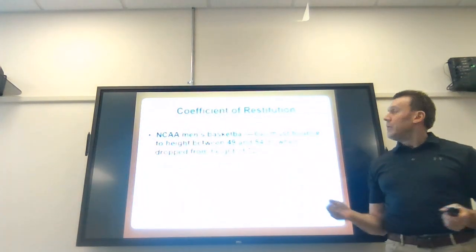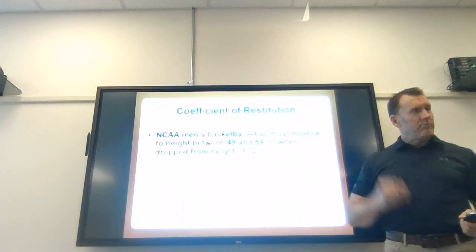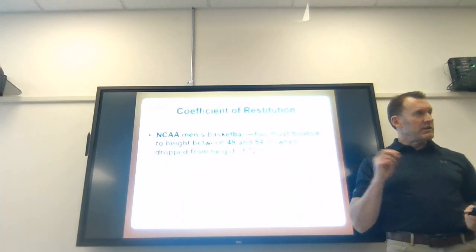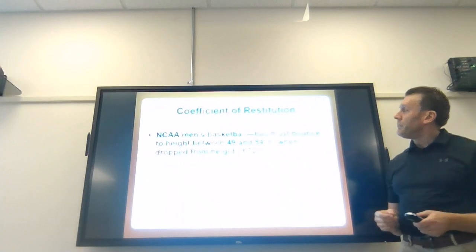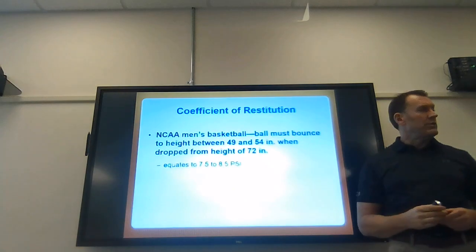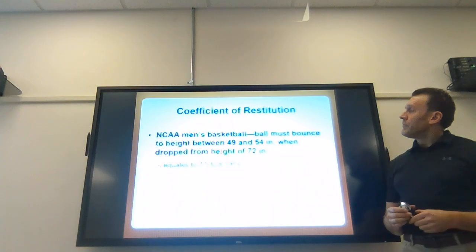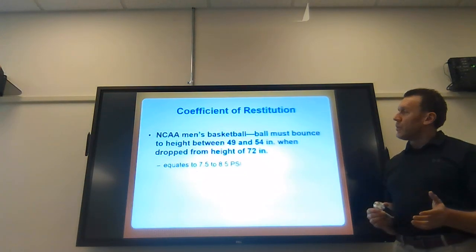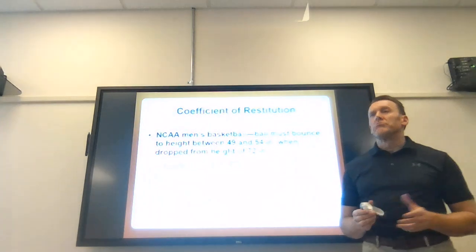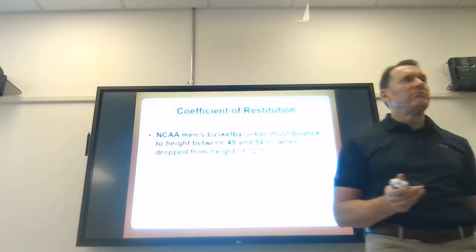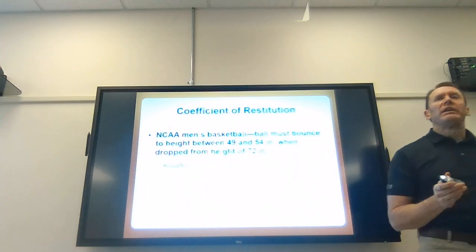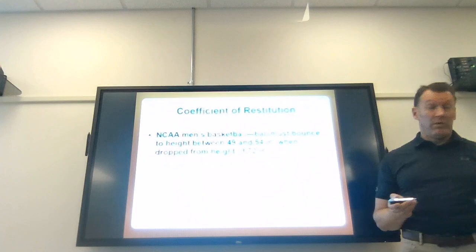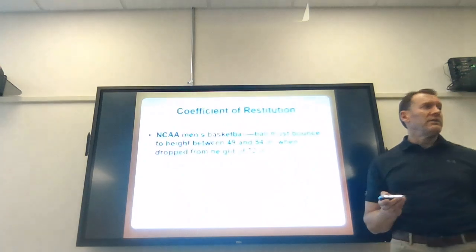So remember, bounce height divided by drop height, and then take the square root of that to get the coefficient of restitution. So 54 divided by 72, take the square root. 0.7, 0.8, somewhere in there, 0.82? What, exactly? 0.87, okay.